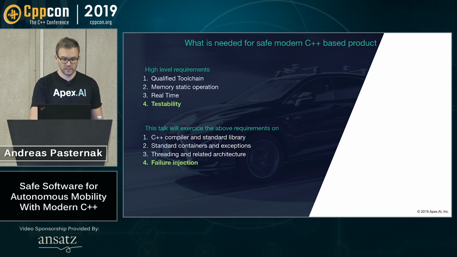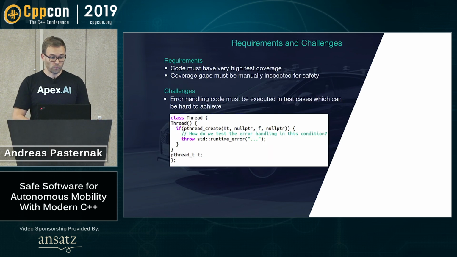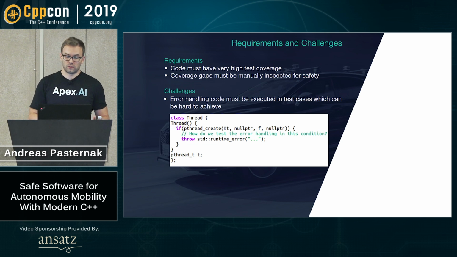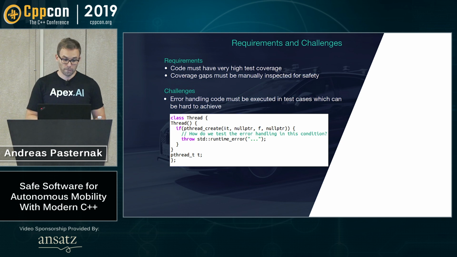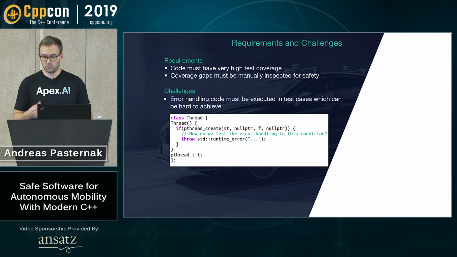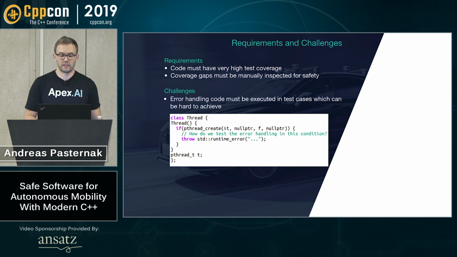And let's talk about testability and failure injection. As we already discussed, code must have very high test coverage. If you have gaps in your coverage, you are forced to manually inspect this code, which is a very tedious and expensive process, and you have to constantly repeat it for every release. The challenge is, going back, you want to implement your own threading library. You call pthread_create in here, and pthread_create returns all kinds of different error codes. Now you want to inject a failure and test that code. How can I do that?